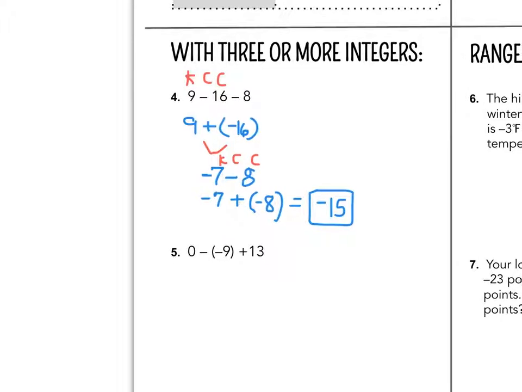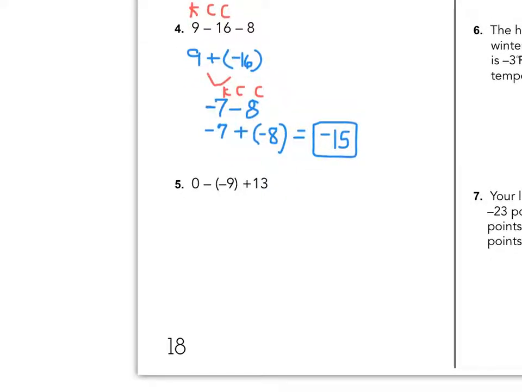All right, let's try it with one more problem, number 5. And we have a subtraction sign right here. Okay, so we're going to do keep, change, change. Let's write KCC above it. So we're going to keep the first integer, which is 0. We change the subtraction to addition, and then we change the negative 9 to a positive 9. Oops, I don't need the parentheses because it's positive, so I'm going to erase that. All right, so now we can add those two numbers, 0 plus 9, that's 9.